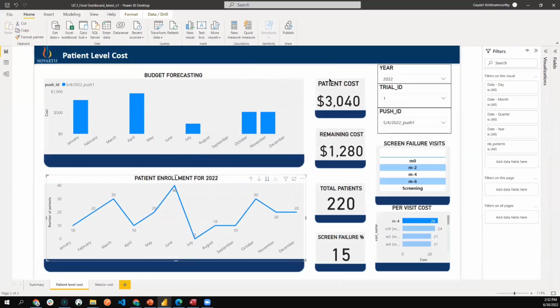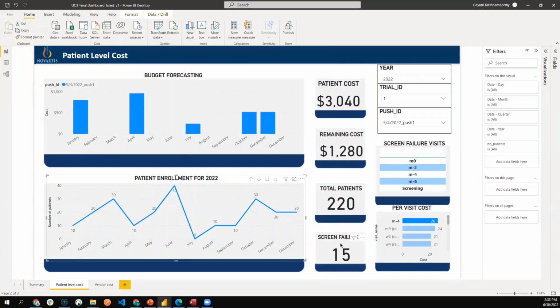Moving on to our next KPIs, which is the patient cost. So this is the total cost that is spent for all the patients till now. We have the remaining cost. This is the total cost that is yet to be spent till the completion of the trial. We have total number of patients enrolled in the trial. And then we have the screen failure percentage.